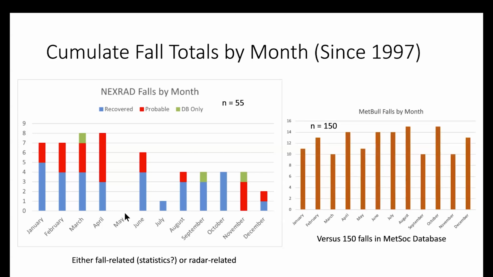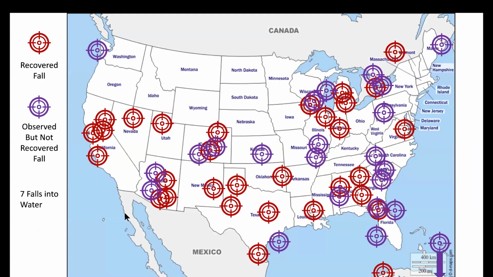I looked at the same data in the Meteoritical Bulletin, just grabbed the first 150 falls, and find that you get a regular, basically an average plus or minus a standard deviation. Over time, I expect that the graph on the left will turn into the graph on the right. Next question, next slide, please.